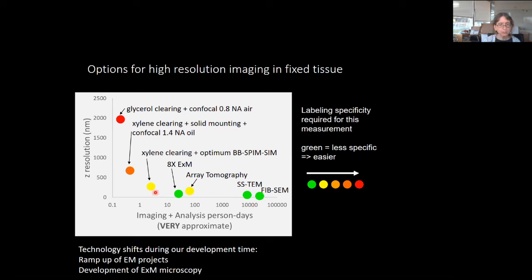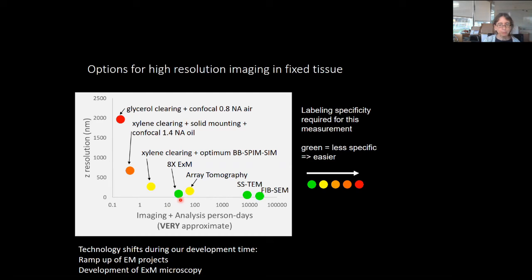So these are hard samples to make. It's hard to do very specific synapse labeling, and then making a sample where you have only a single postsynaptic partner labeled is also difficult. And so on this sliding scale, with a new technology in the mix, you might want to go for making less specific labels and imaging at higher resolution.